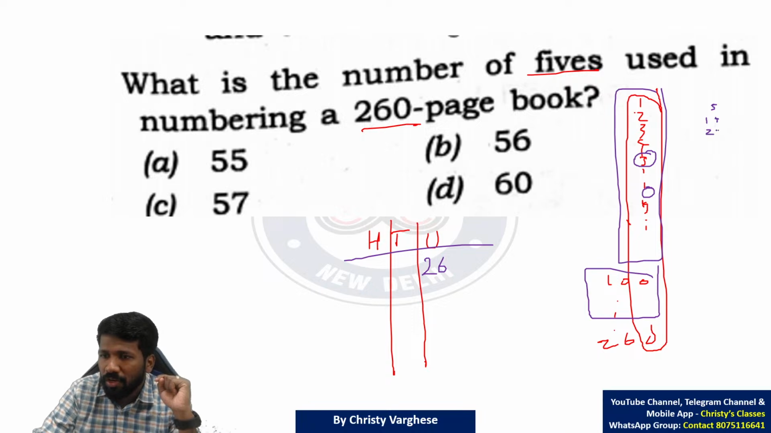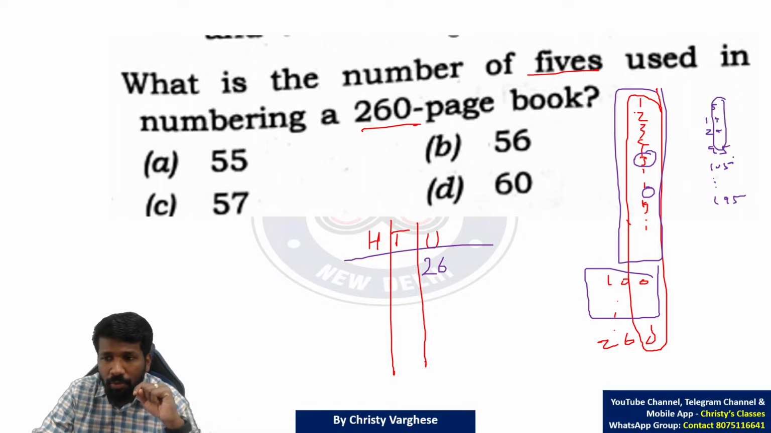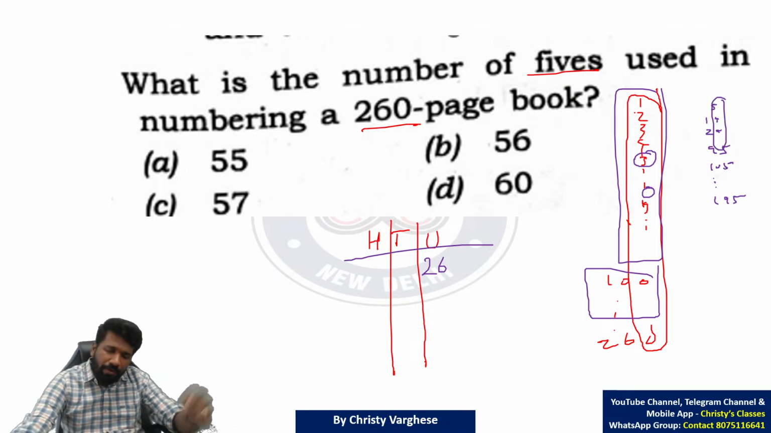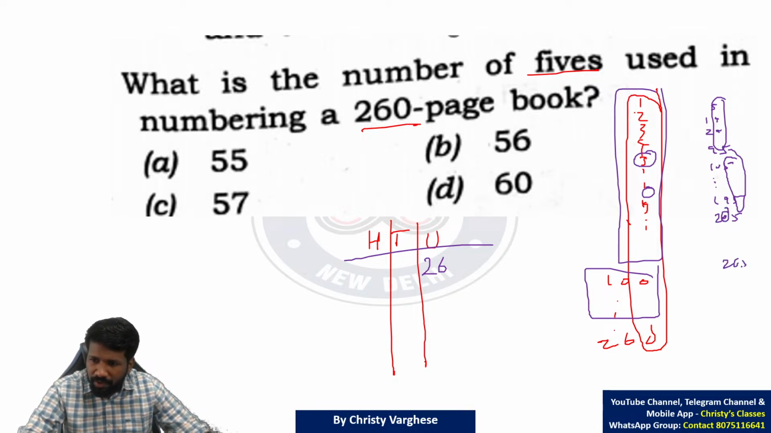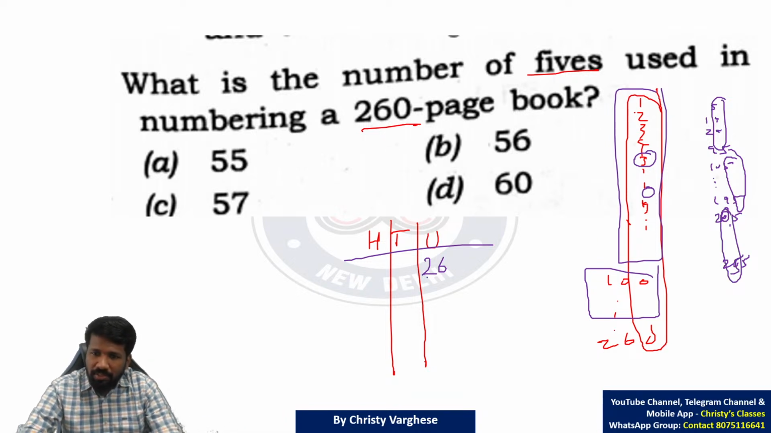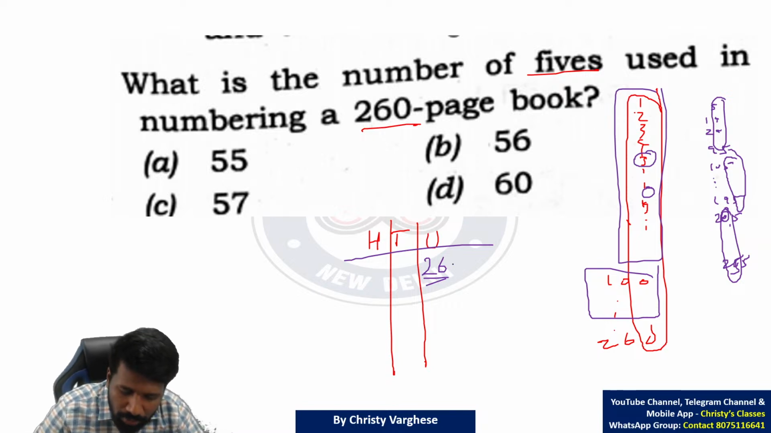5, 15, 25 up to 95, 10 numbers, 105 up to 195, 10 numbers, 10 5s in the unit place. We are only counting the unit place now. Yes, 55 has a tens place 5 also, but don't worry about that now. We are looking at each place separately. Then 205 up to 255, 6 possibilities are there. So 20 plus 6, 26 5s in the unit place.